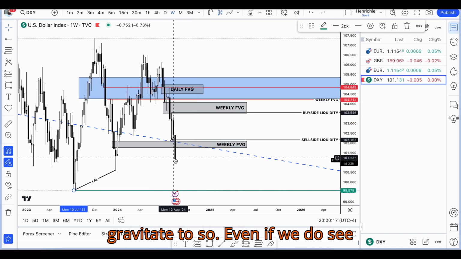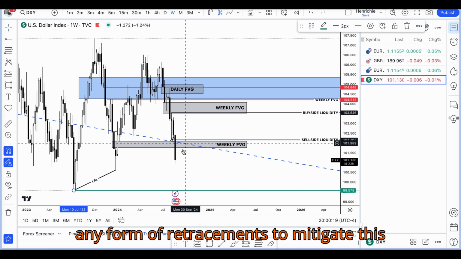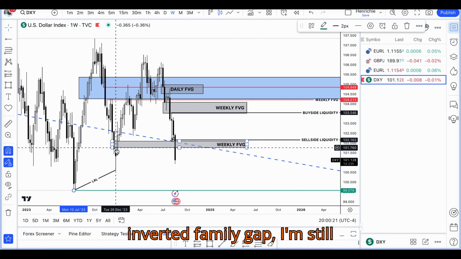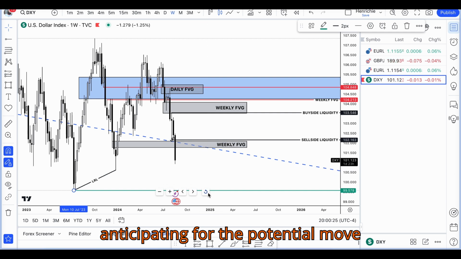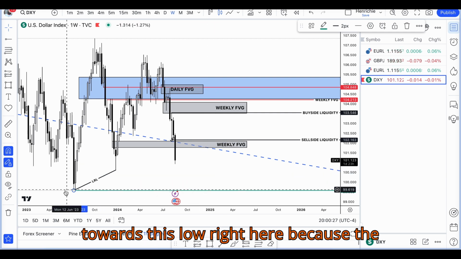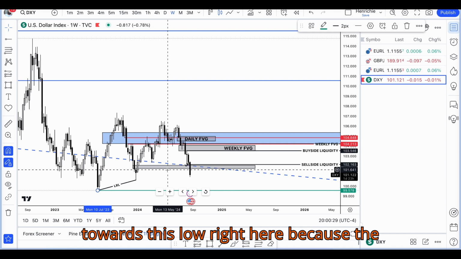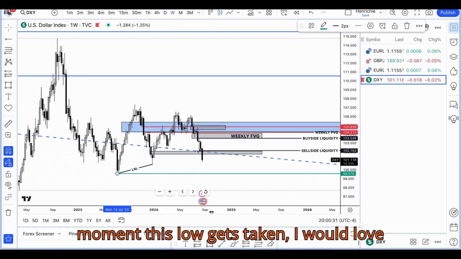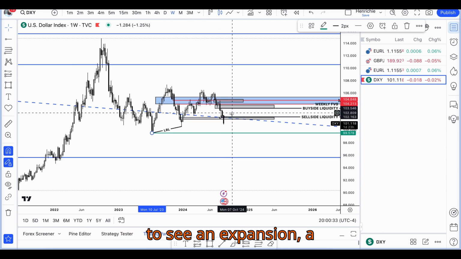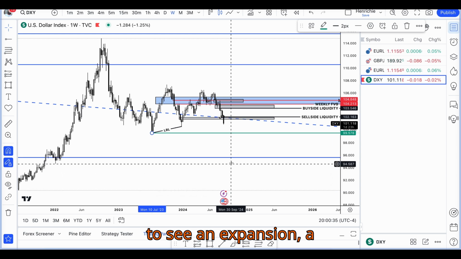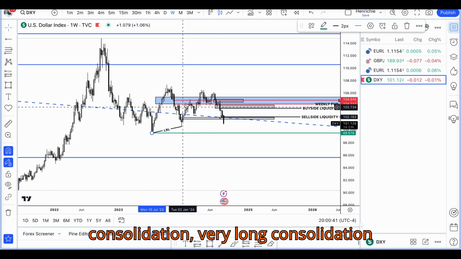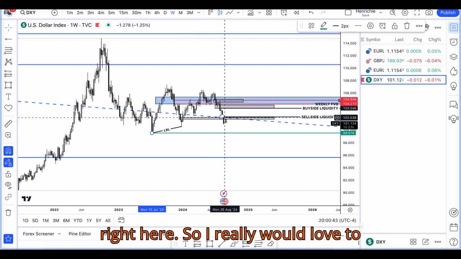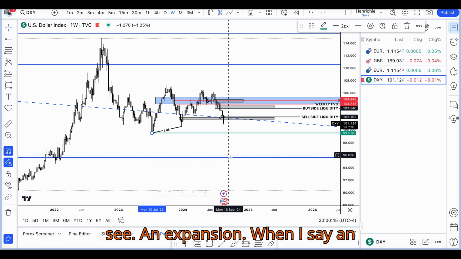So even if we do see any form of retracements to mitigate this inverted fair value gap, I'm still anticipating a potential move towards this low right here, because the moment this low gets taken, I would love to see an expansion, a huge displacement, because we've really had a very long consolidation right here. So I really would love to see an expansion.